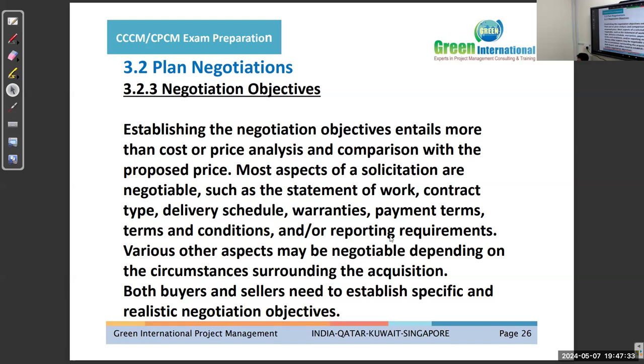Establishing the negotiation objectives entails more than cost or price analysis and comparison with the proposed price. Most aspects of a solicitation are negotiable, such as statement of work, contract type, delivery schedule, warranties, payment terms, terms and conditions, reporting requirements. Various other aspects may be negotiable depending on circumstances around the acquisition. Both buyer and seller need to establish specific, realistic negotiation objectives.